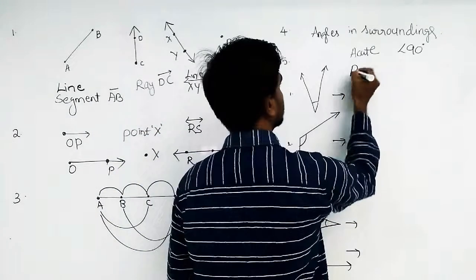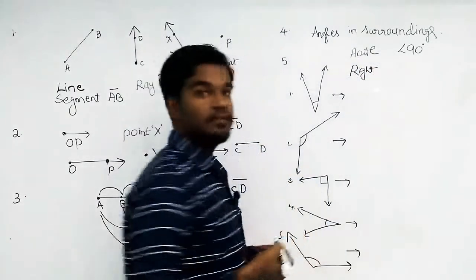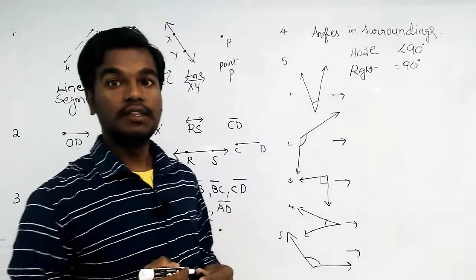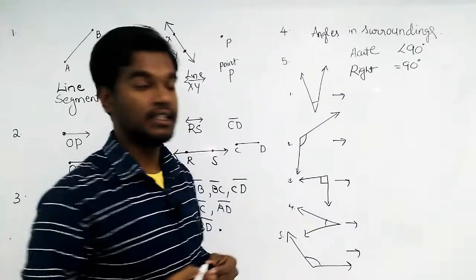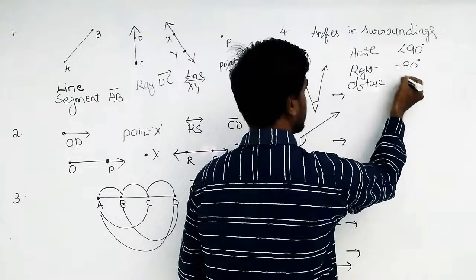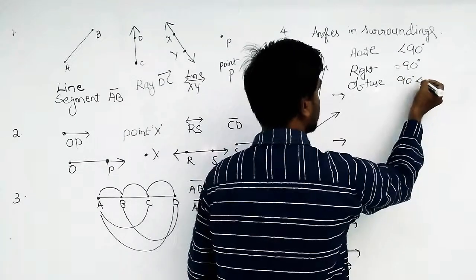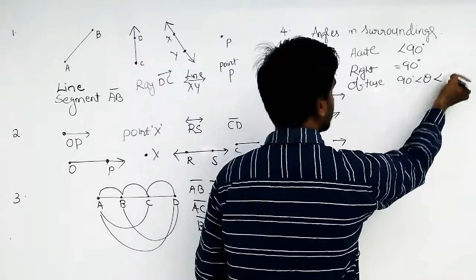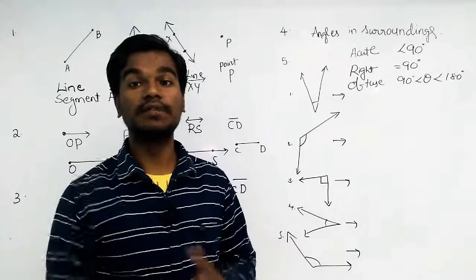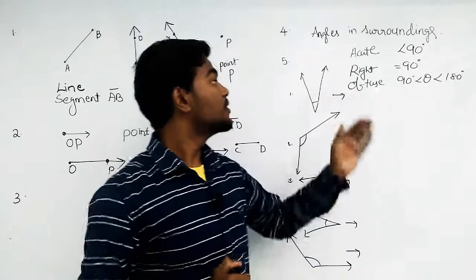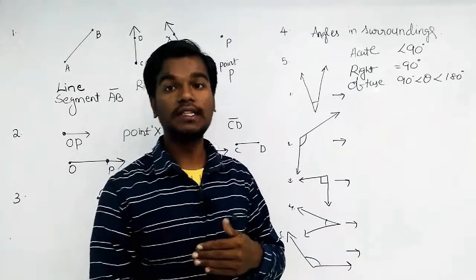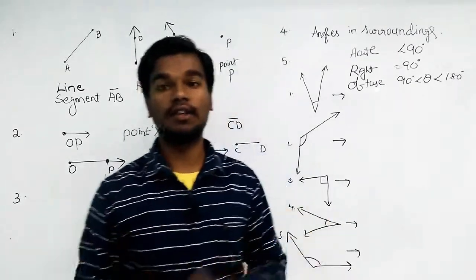Then right angle. Right angle means it is equal to 90 degrees. If it is equal to 90 degrees, then we call it a right angle. Next, obtuse. The angle between 90 degrees and 180 degrees, above 90 and below 180. Theta means angle. We represent angles with theta more in higher classes. So obtuse angles are the angles above 90 degrees and below 180 degrees. All those angles are called obtuse angles.